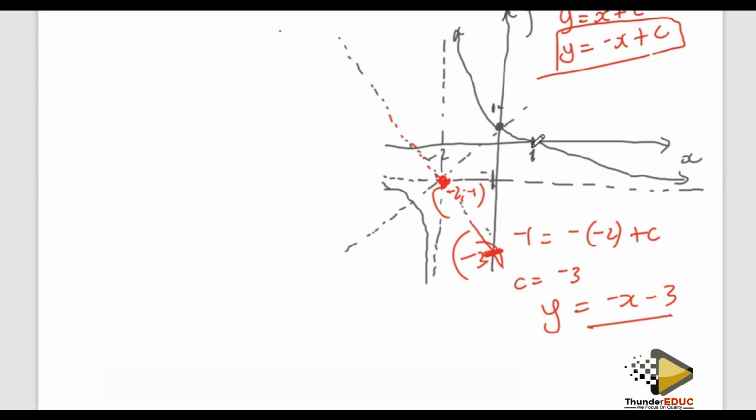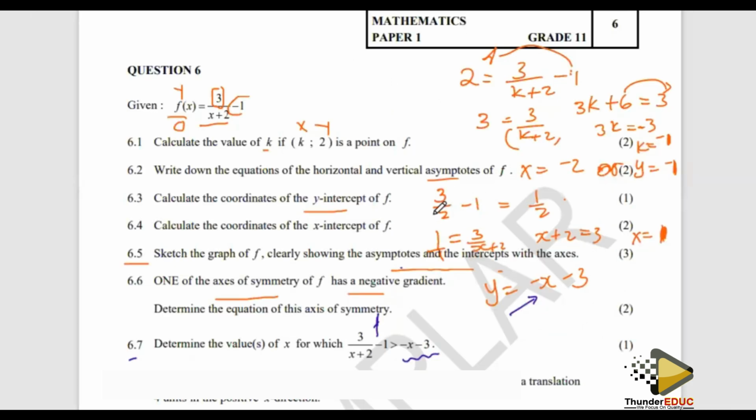And what are the x values? From -2 to the positive infinity. So all I'm going to say, I'll say x has to be greater than -2. That's why it's a 1-mark question.